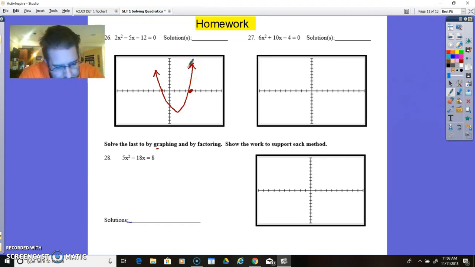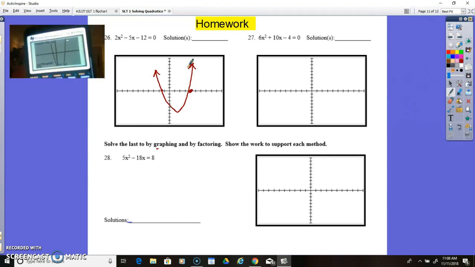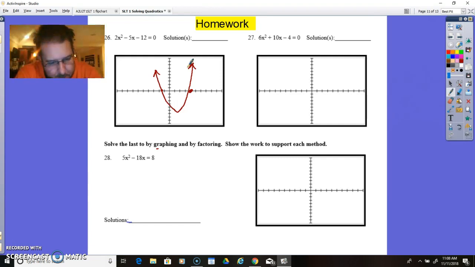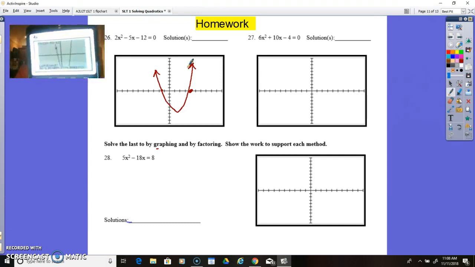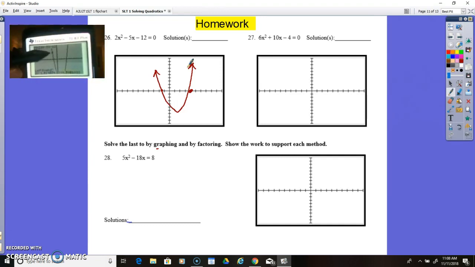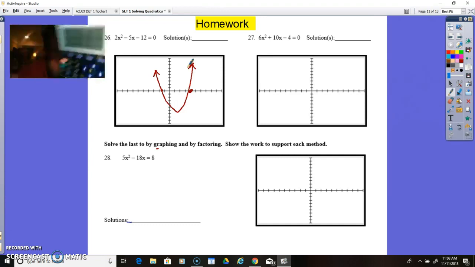So I'm going to press second calculate. I'm going to press number 2, which is zeros. And it's going to give you something that looks like this. Okay, and then it's going to ask you about left bound, right bound. So I'm going to press the left-hand button until the tracer is on the left-hand side. And I know you can see it. See that little tracer right there? Okay, so I pressed left until that tracer was there.